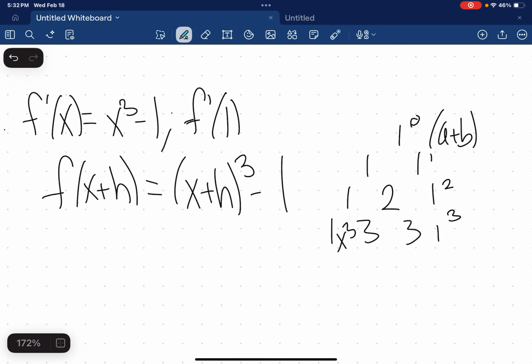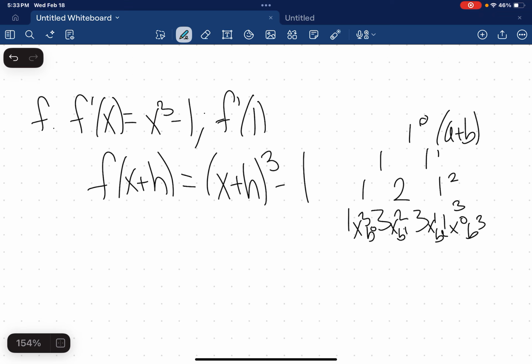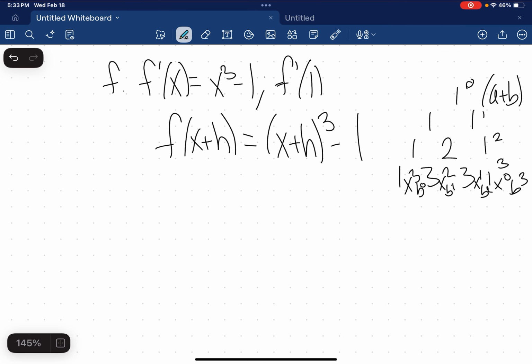But, okay, well, I'll just write this quick. That's x to the 3rd. It's going to be x to the 0. X to the 2nd, x to the 1st. And I can't write it out, but basically b to the 0 is going to be here. B to the 1. B to the 2. B to the 3. And you can kind of see how it's going. In this case, h is b. So we're going to come down here.